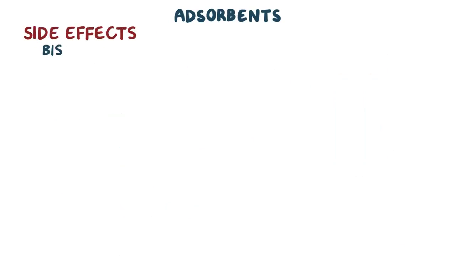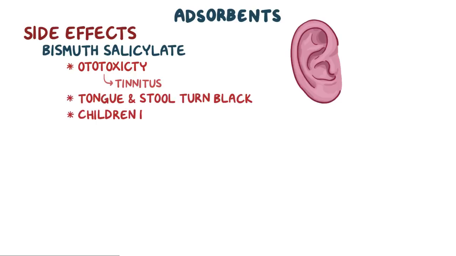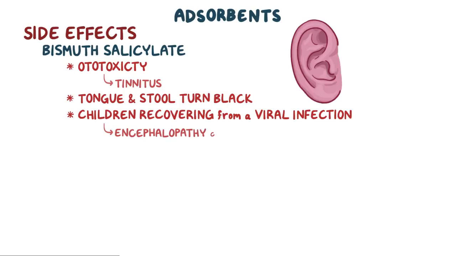For side effects, bismuth salicylate causes ototoxicity and can lead to tinnitus or hearing loss. It can also cause the tongue and stool to turn black. In children recovering from a viral infection like the flu, salicylate can cause a life-threatening encephalopathy called Reye's syndrome.